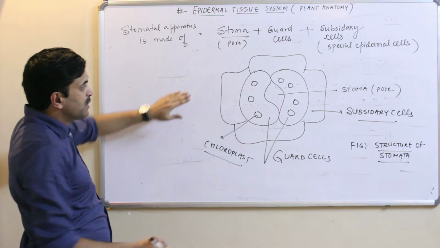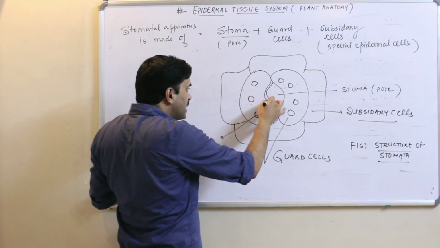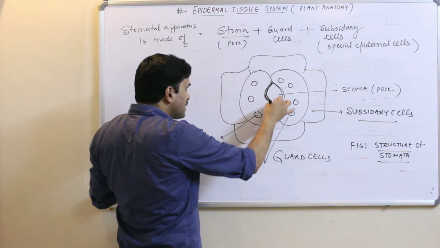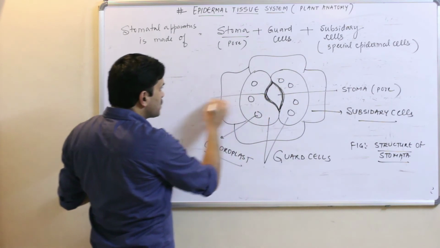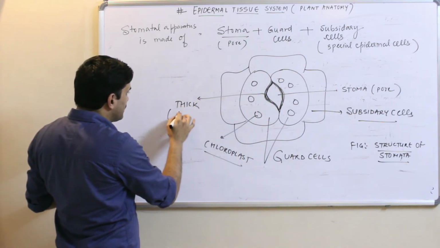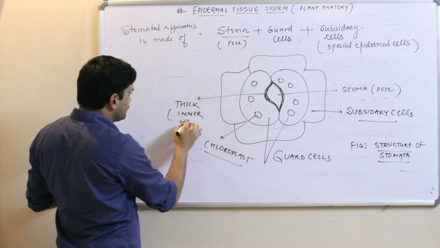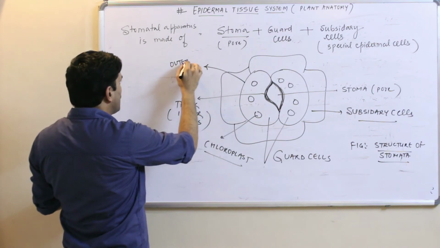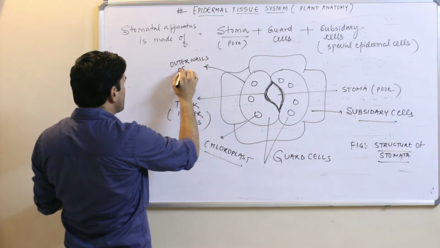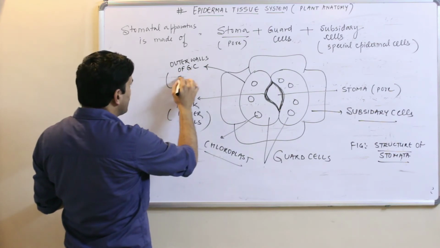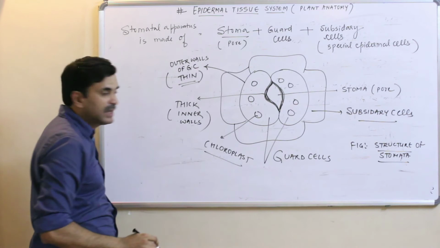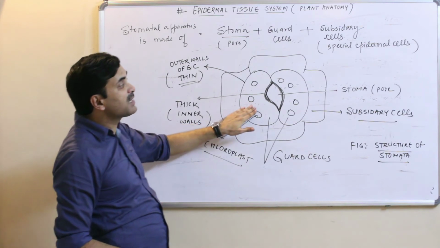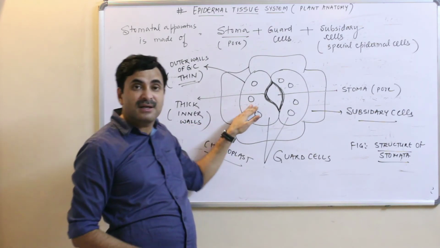And one more thing, always remember, the inner walls of the guard cells surrounding the stoma are thick, and the outer walls of guard cells, GC means guard cells, are thin. Now you must know what guard cells are.